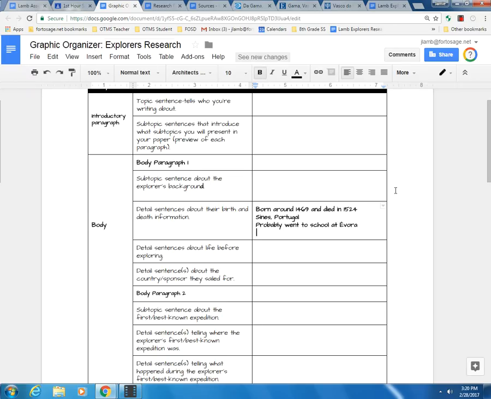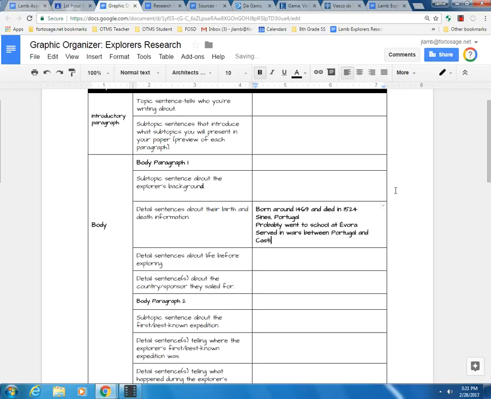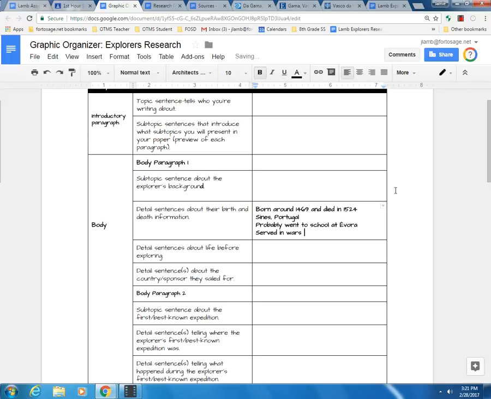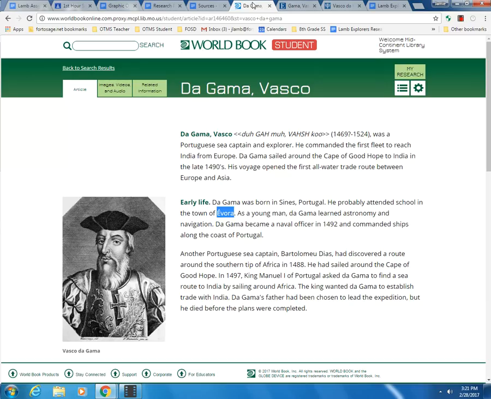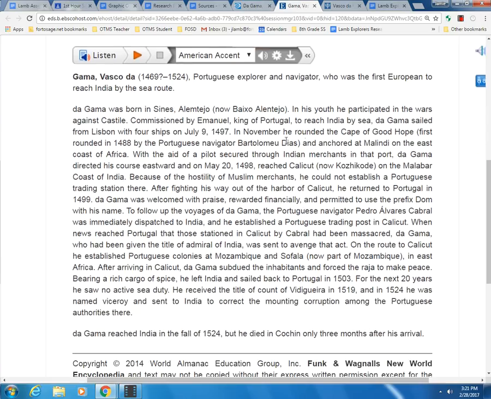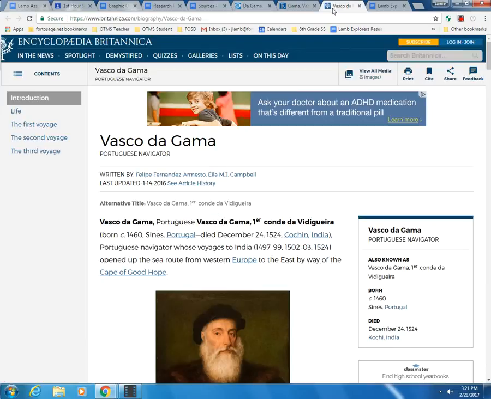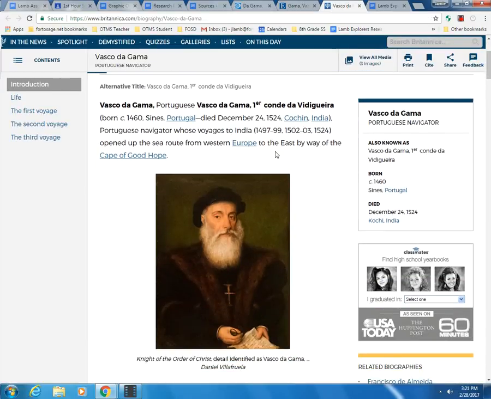And so, served in wars between Portugal and, I guess, against Castile. Castile is probably in Portugal somewhere, actually. So it looks like it was more of like a civil war of some sort. So anyway, and it goes into detail about Da Gama. So you'll just want to look and you'll want to see anything in his early life. So check all of your sources, though, because some have different information.